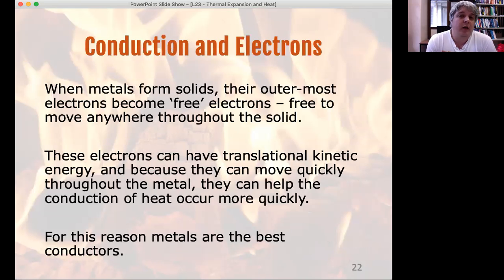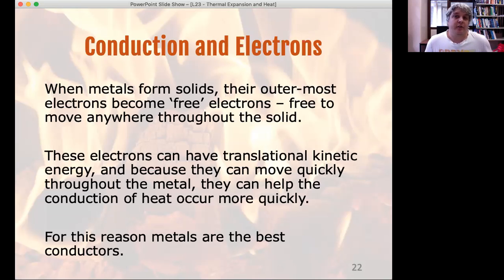For metals, a lot of us are aware that metals are good conductors of heat. That's because their outermost electrons become free electrons, which can move anywhere throughout the solid. We haven't really talked too much about electrons and free electrons in metals. But essentially, when the atoms of a metal bond together into that nice rigid structure that we've talked about when they form a solid, they lose a couple of electrons. It depends on which metal it is as to how many, and those electrons are free to move anywhere throughout the metal. They're shared by everything in the metal rather than being attached to a single atom.